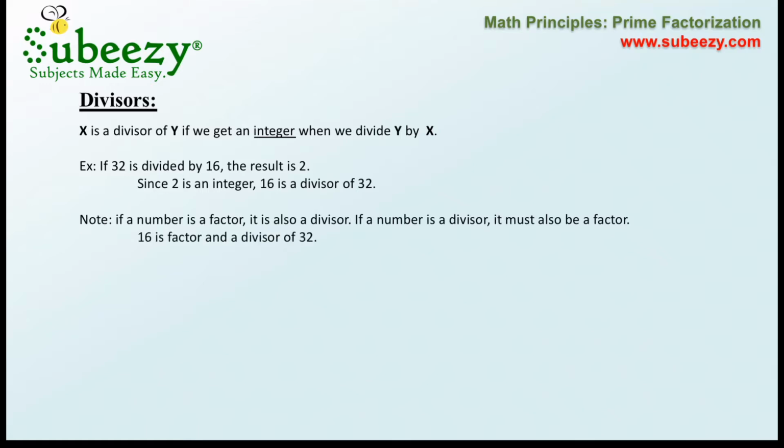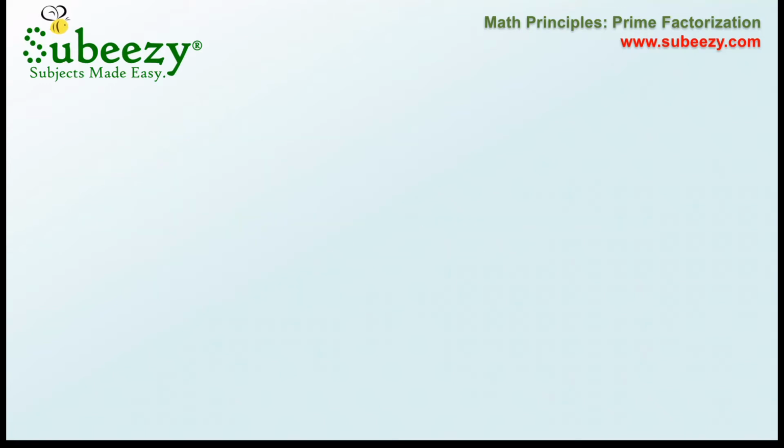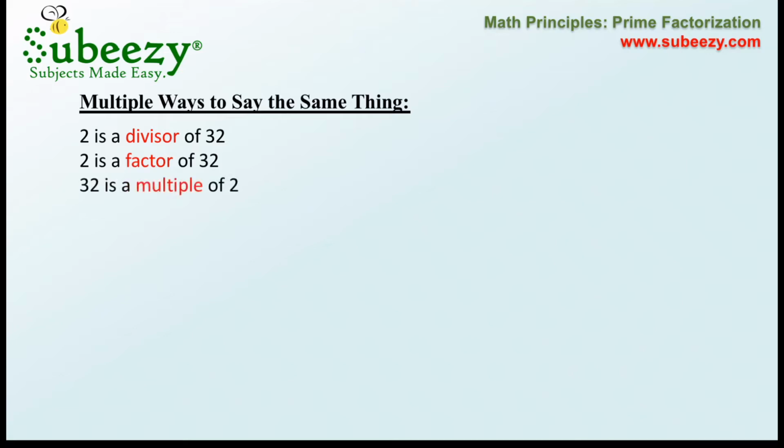We can consider the terms factor and divisor to refer to the direction. A factor means that x times an integer equals y, whereas a divisor means that y divided by x equals an integer. So the following are multiple ways to say the same thing. 2 is a divisor of 32. 2 is a factor of 32. 32 is a multiple of 2, and 32 is divisible by 2.